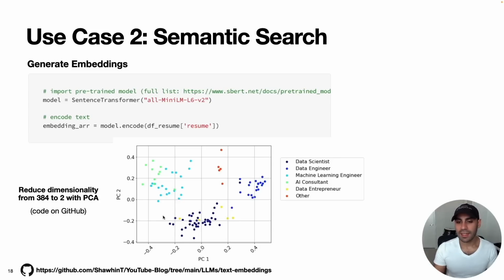Here we can see that even though we're flattening this embedding space from 384 dimensions down to 2, we can see that the different roles such as data scientist, data engineer, machine learning engineer, AI consultant, data entrepreneur, and other, they tend to be localized pretty well in this visualization. So this is a good sign, because if we have a query that aligns with a data scientist, it will likely be close to a lot of data scientists that can fulfill that role.